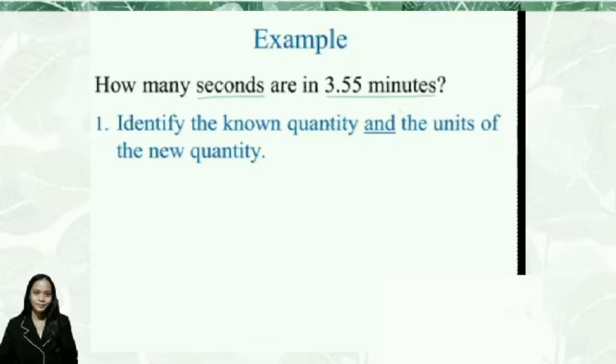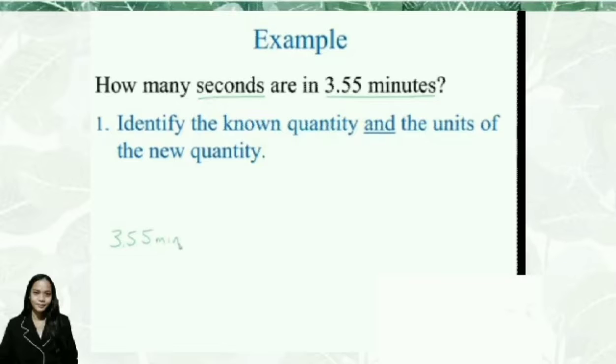Step 1 says identify the known quantity and identify the units of the new quantity. So what's the known quantity? The one I know is 3.55 minutes, so I'm going to write down what I know. And what do I want to know? What are the units of the new quantity I'm trying to find? Again, I'm trying to find the seconds, so I'm going to put seconds over here. So I'm trying to get from minutes into seconds.